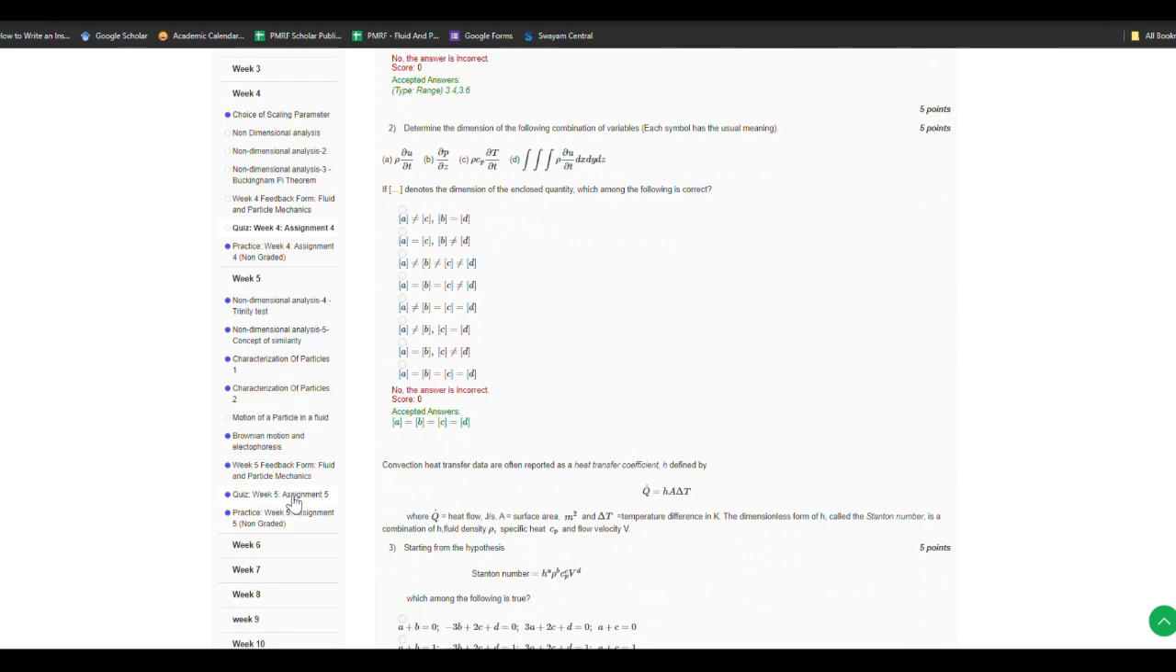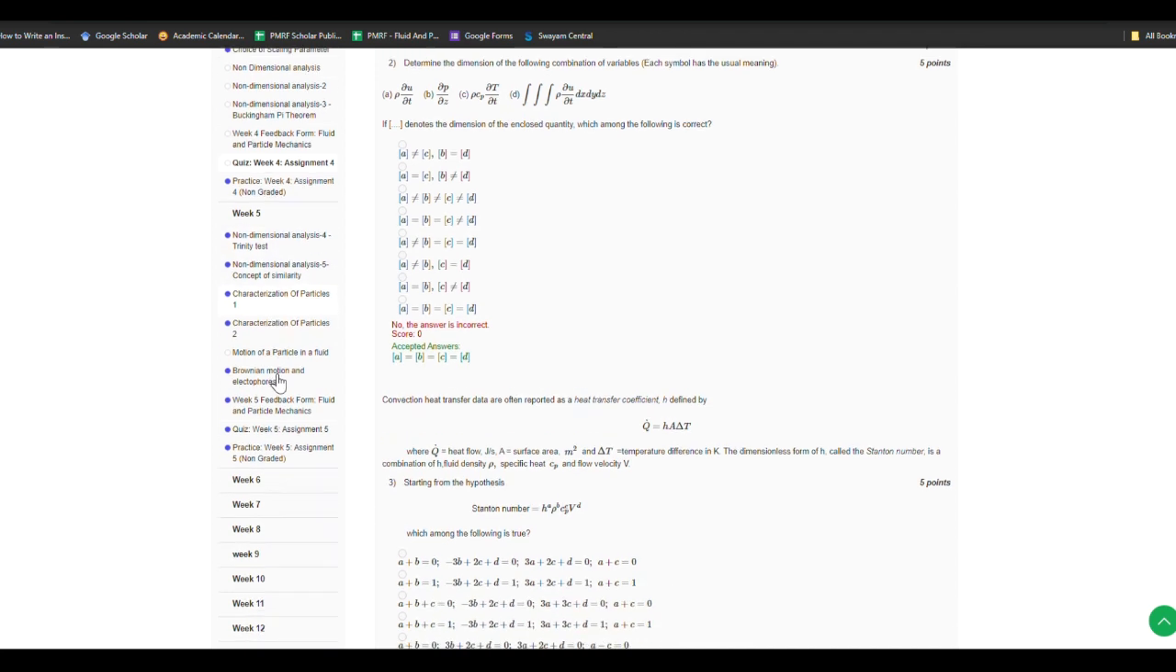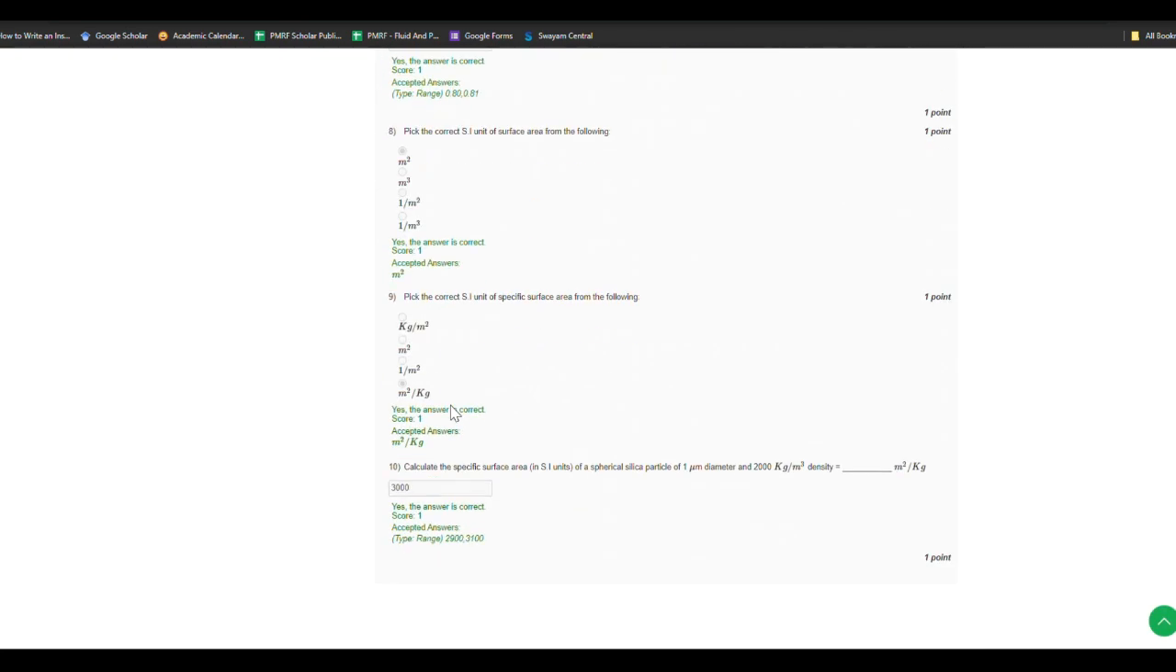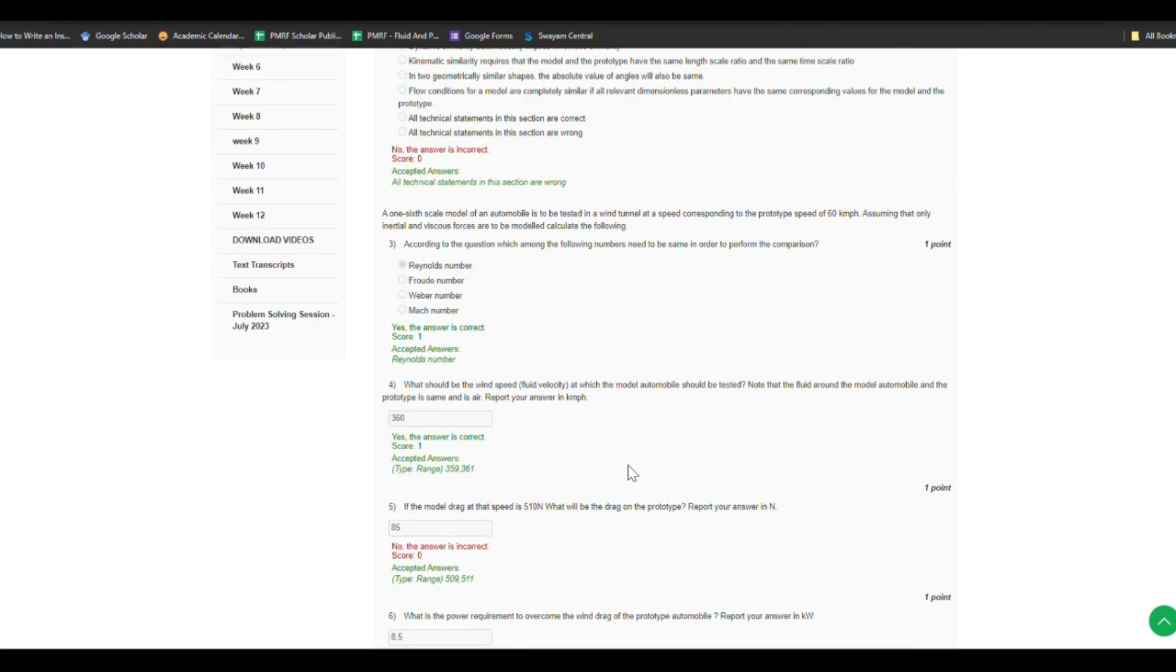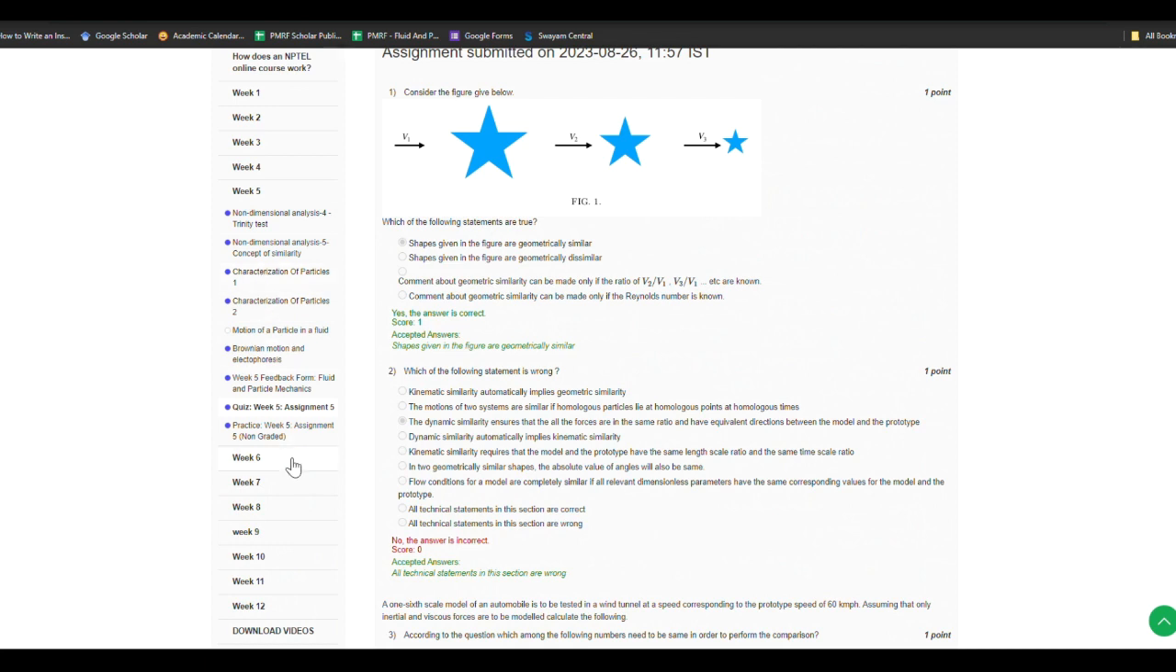Week 5 saw the complete Buckingham Pi theorem, the Trinity test, which discussed the atomic blast that happened in World War II, the concept of similarity, and some colloidal particle systems, characterization of particles using their shape, sphericity, etc. And the motion of particles in a fluid, the Brownian motion, and electrophoresis, etc. And yeah, the specific surface area, which is given by the surface area per weight.